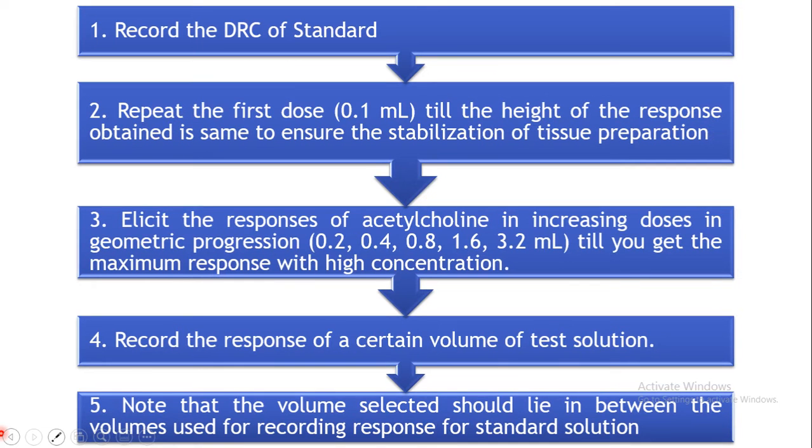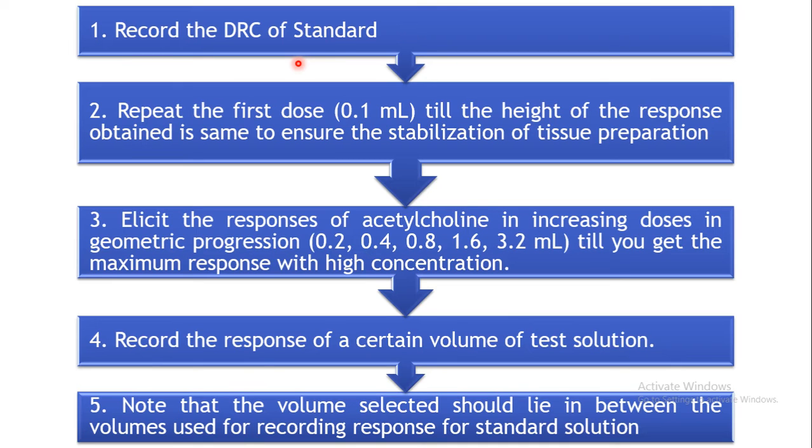Now coming to the procedure. Okay, so as we have seen under the principle that a DRC of standard is recorded. So the first step will be to record the DRC of your standard, that is of your known concentration, as acetylcholine solution with known concentration, and you are estimating the concentration of an unknown solution of your acetylcholine.